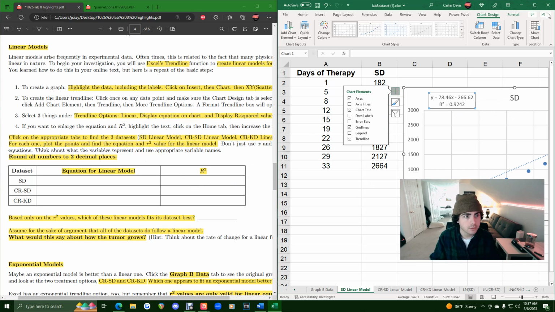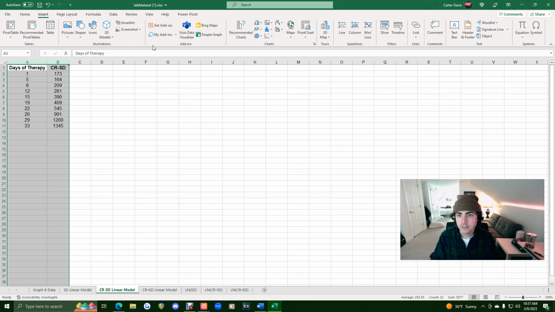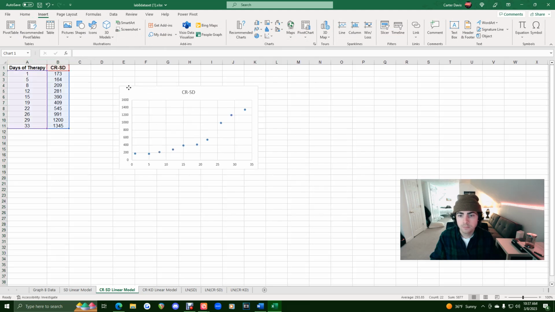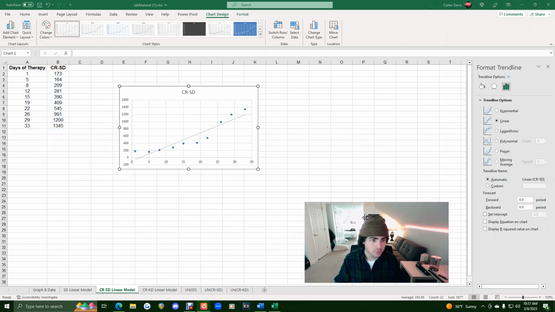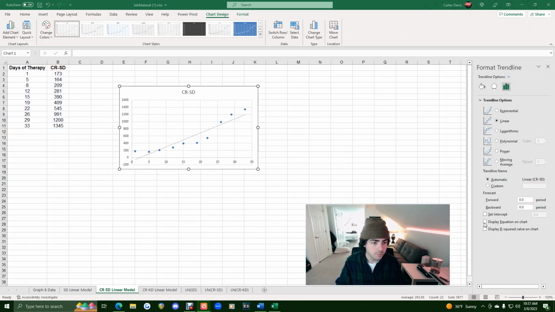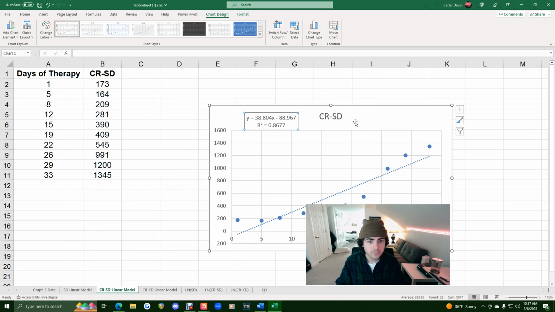So let's keep it going a little bit faster here. Linear model, highlight A and B, insert, scatter, boom. Go over to add chart element, trend line, more trend line options, go to linear, display equation, display r². Drag that up, we'll zoom in a little bit. This is our equation for CRSD. This is our r².